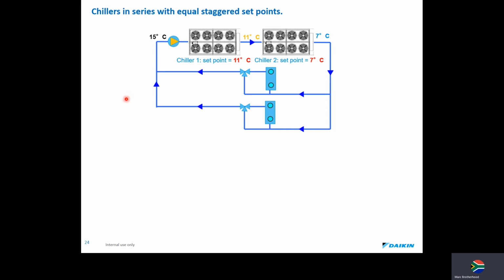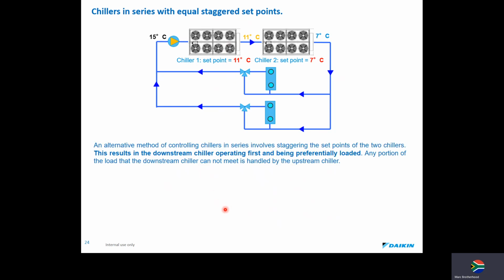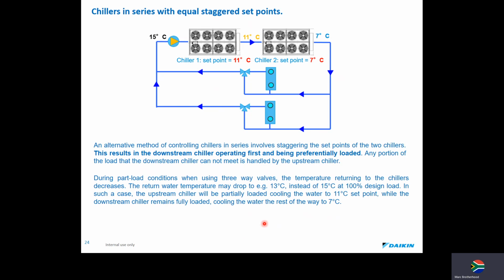Let's rather look at this example now with chillers in series with 1 pump with staggered set points. Notice the first chiller is set at 11 and the second chiller is now set at 7. An alternative method of controlling chillers in series involves staggering the set points of the 2 chillers. This results in the downstream chiller operating first. So we operate this chiller first, being preferentially loaded. Any portion of the load that the downstream chiller cannot meet is handled now by the upstream chiller.